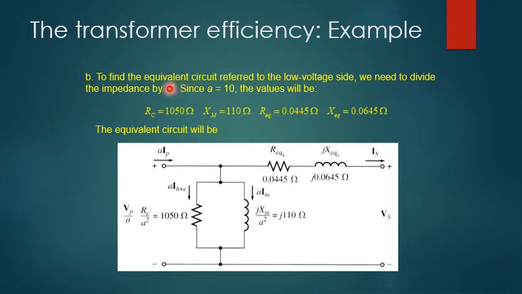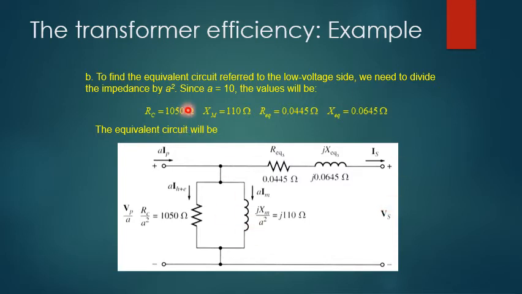In part B of the example, we were required to find the equivalent circuit referred to the low voltage side. For that we need to find the values for this particular equivalent circuit model, which states that IP is flowing into the secondary side, then there is this branch where the current gets divided, and the remaining current flows through R equivalent and jX equivalent at the secondary side, and eventually we have an IS and VS from the secondary side of the transformer.